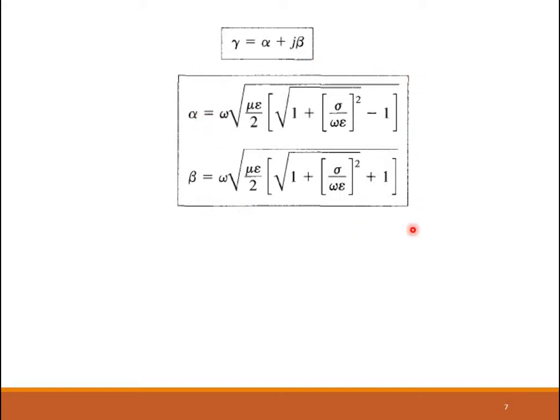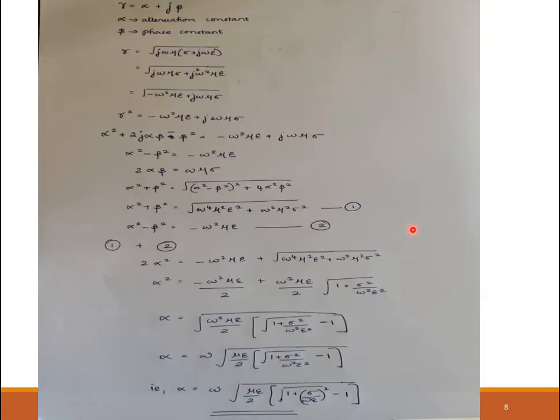How these expressions are obtained, I've given in the next slide. I've written down the steps. This is very self-explanatory, and I'm just going to explain very briefly. Please go through it on your own, and if there's anything that needs clarification, you can ask me. We are starting with gamma. Gamma is alpha plus j beta, where alpha is the attenuation constant and beta is the phase constant.